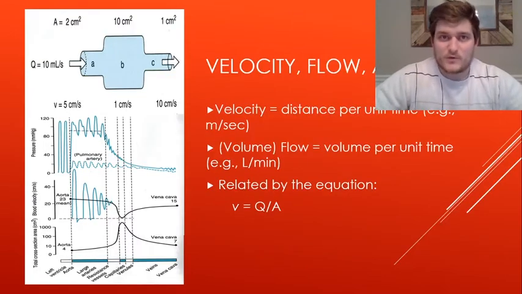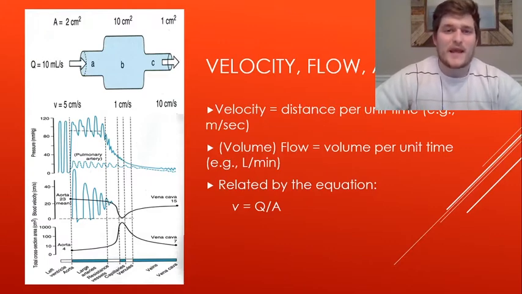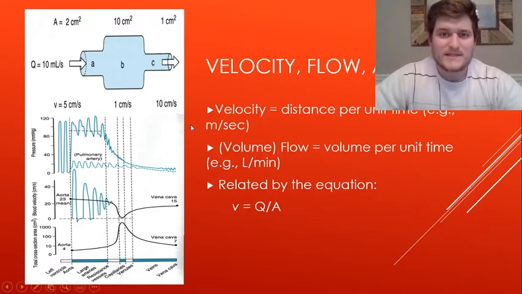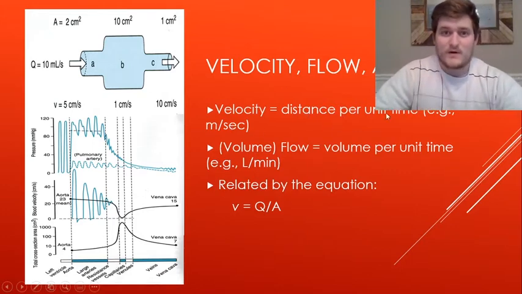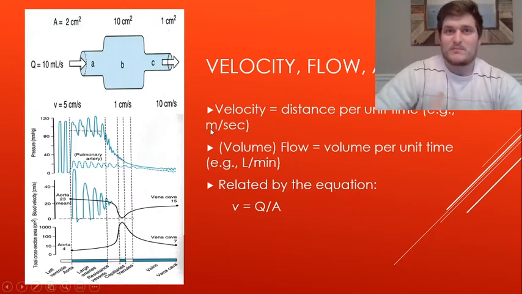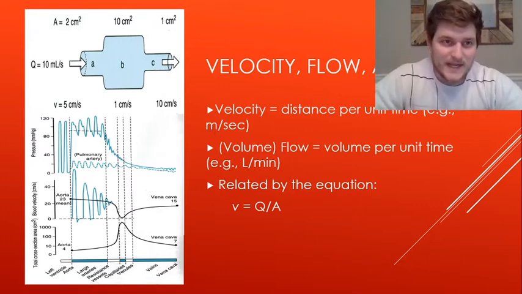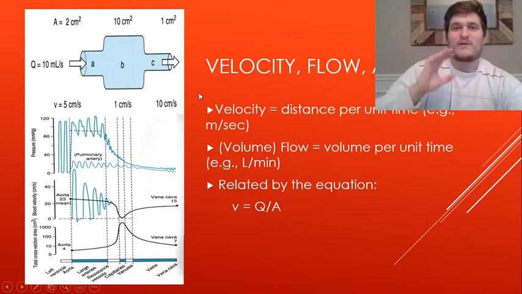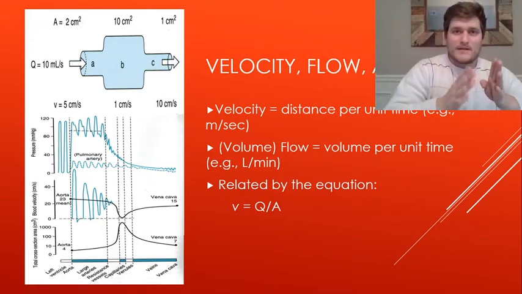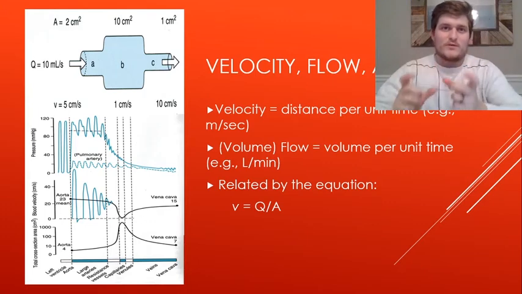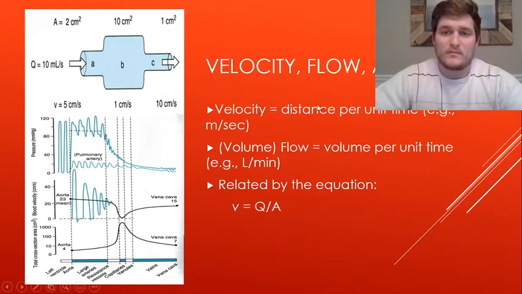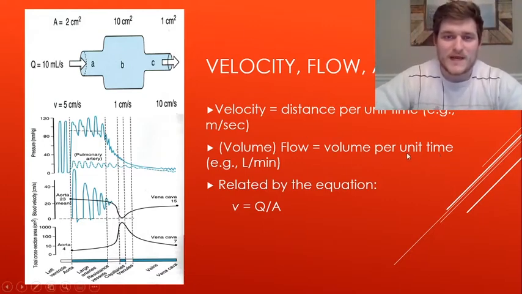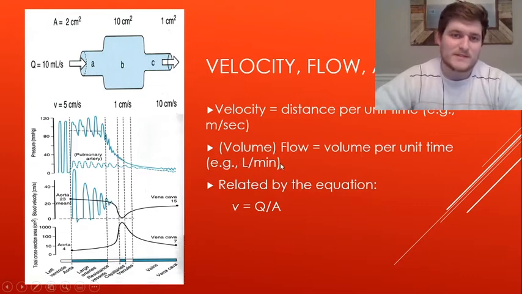First, let's distinguish between the term blood velocity and blood flow. Velocity in this sense is going to refer to linear velocity, which is a distance over a unit of time. For example, that could be meters per second, centimeters per second. So when we look at blood velocity, we're looking at how far this blood is traveling over what unit of time. Blood flow, or volume flow, is going to refer to the blood volume per unit of time. Typically in the cardiovascular system, we measure flow in liters per minute.